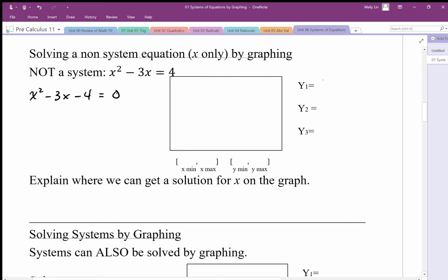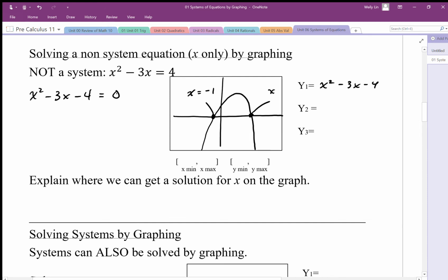If I graph this equation, x squared minus 3x minus 4, this is a parabola, and it's going to look something like this. And I can find the solutions where the graph crosses the x-axis. Some of you may have factored this and solved, but we can solve it by graphing as well. We're going to end up with x equals -1 and a solution at x equals +4.